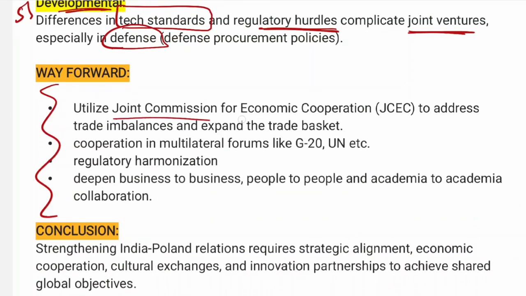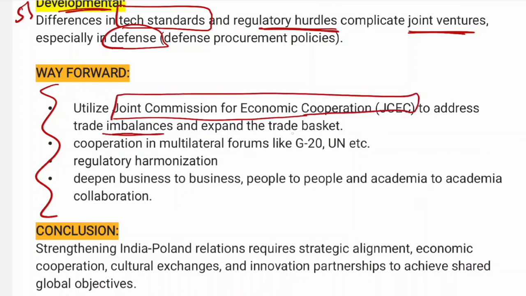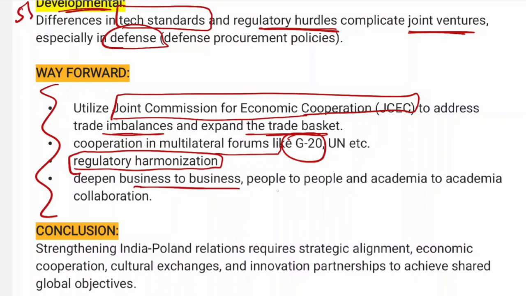We can utilize the Joint Commission for Economic Cooperation, which is there, to address the trade imbalances and expand the trade basket. We need to bring regulatory harmonization to address the difficulties and hurdles related to regulations, especially in the field of IPR, SPS, etc. Point number 3, cooperation in multilateral forums like the G20, United Nations, etc. Point number 4, we need to deepen business-to-business, people-to-people, as well as academia-to-academia collaboration, not just government-to-government collaboration. So these points you can use as the way forward.